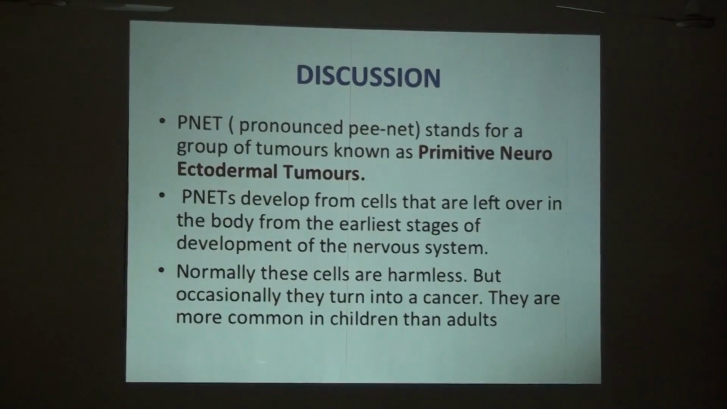It stands for a group of tumors known as primitive neuroectodermal tumors. PNETs develop from cells that are left over in the body from the earliest stages of development of the nervous system. Normally, these cells are harmless, but occasionally they turn malignant, and they are more common in children than adults.